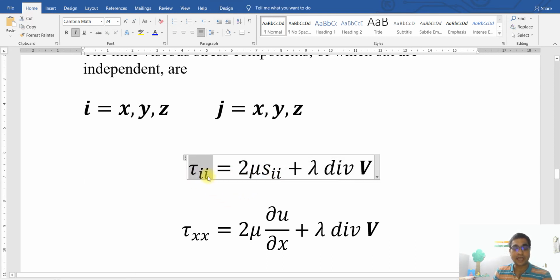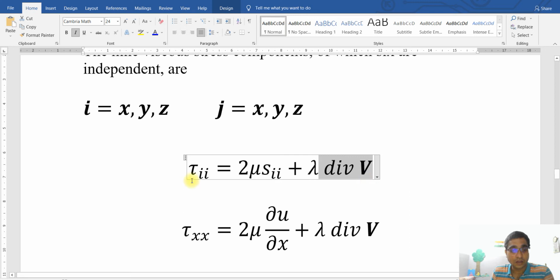So the stress can be written in terms of strain by this formula: tau_ii is equal to 2 times mu S_ii plus lambda divergence of V. It means if you want to calculate the stress in the x direction in the x plane, there is a contribution by the linear deformation, and the volumetric deformation also has a contribution. These things you have to keep always in mind.